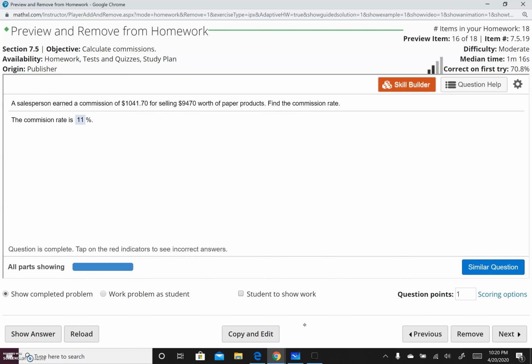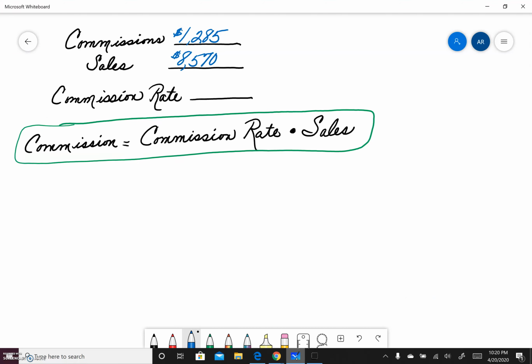So let's go over and try and apply this. So if I was given a commissions of 1,285 and the sales were 8,570, I know that I'm missing the commission rate, and that's what I'm looking to solve for. So when I go to my equation sheet, I can see I have the commission, so I'm going to go ahead and start filling in those numbers. So the commissions was $1,285 is equal to, now the commission rate, I don't have that, so I'm going to just write a variable, I'll just use the letter X, times the sales, which we know were $85.70.